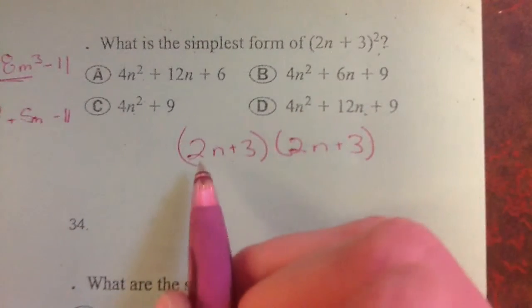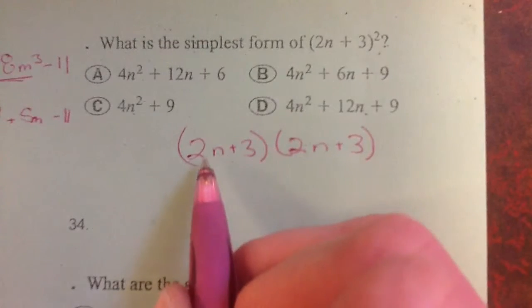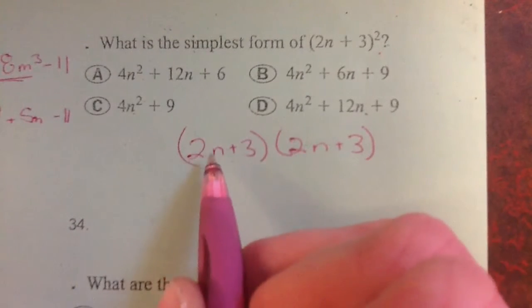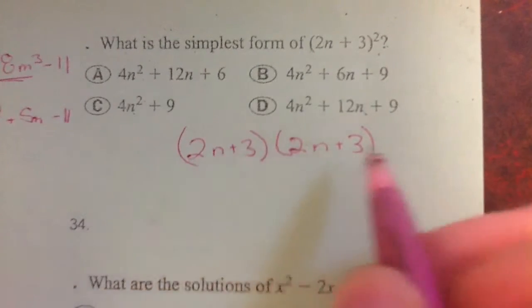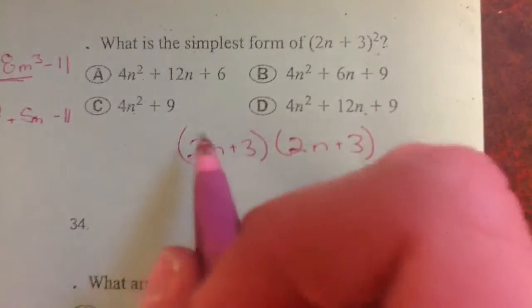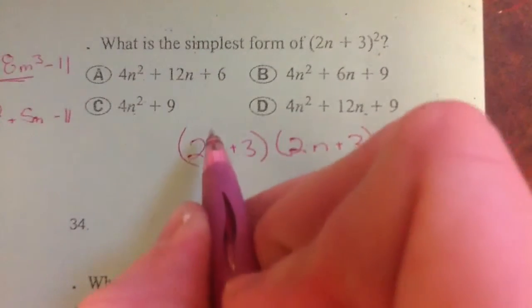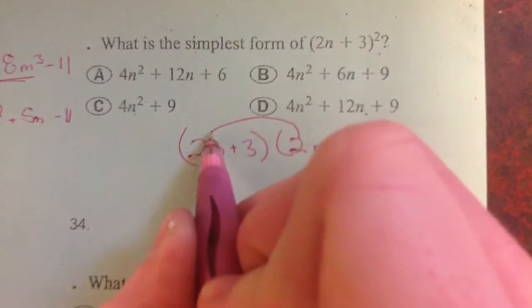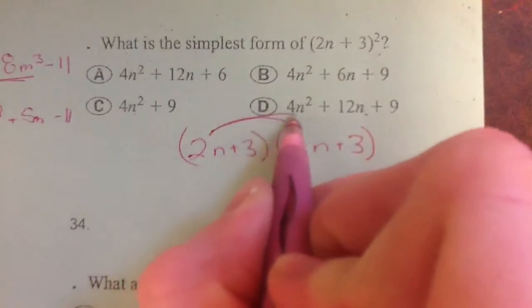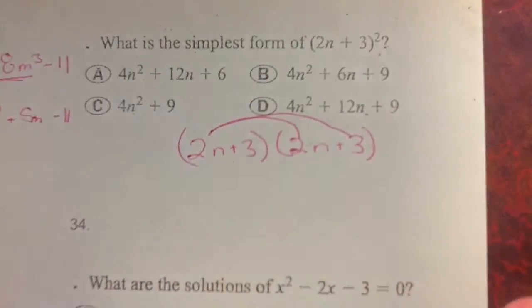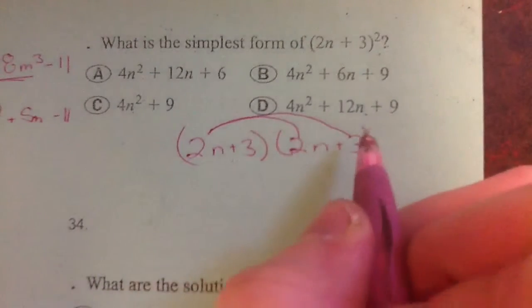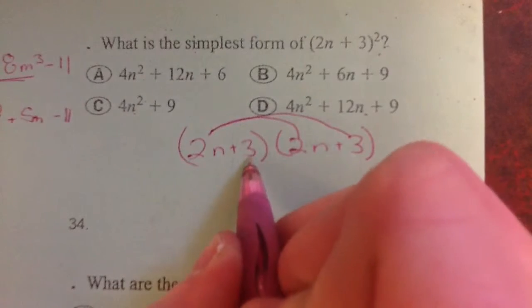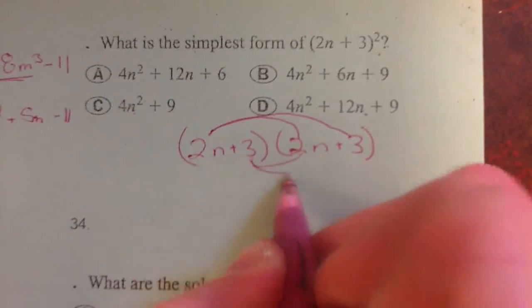Now, these two things are binomials, which means they have two terms. Bi meaning two, nomial meaning term, we have two terms. And when we multiply binomials, we need to use the idea of double distribution, or taking this first number and multiplying it by the other first, and then by the outside number, the second number. And then doing the same thing with the 3 times 2n and the 3 times 3.